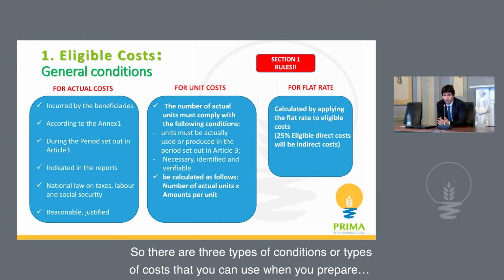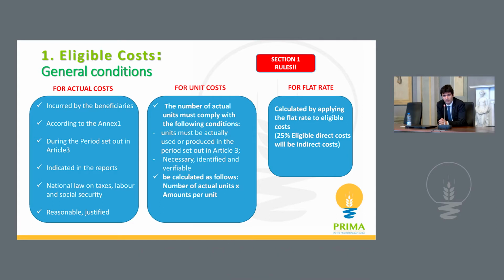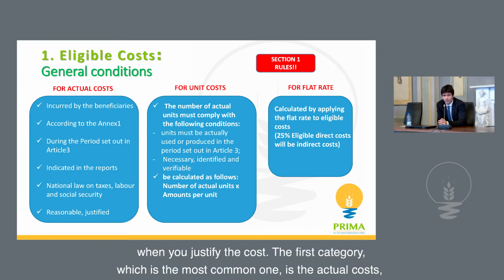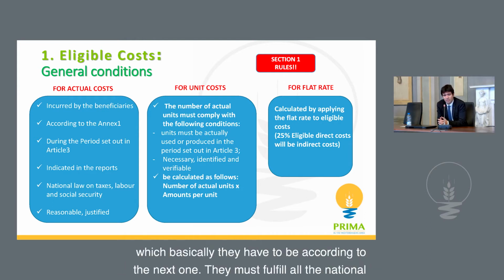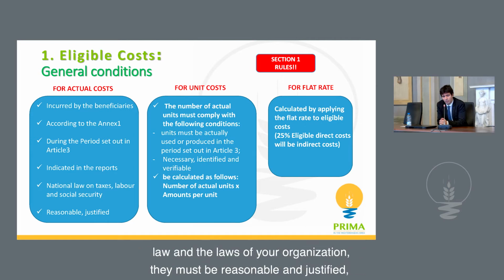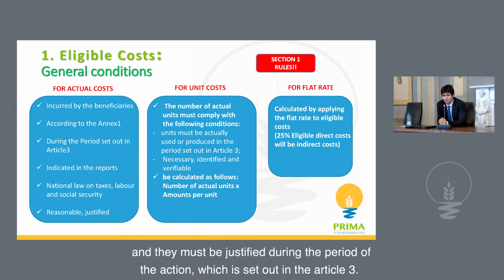Next, please. So there are 3 types of conditions or types of costs that you can use when you justify the cost. The first category, which is the most common one, is the actual cost, which basically has to be according to Annex 1. They must fulfill all the national law and the laws of your organization. They must be reasonable and justified, and they must be incurred during the period of the action, which is set out in Article 3.